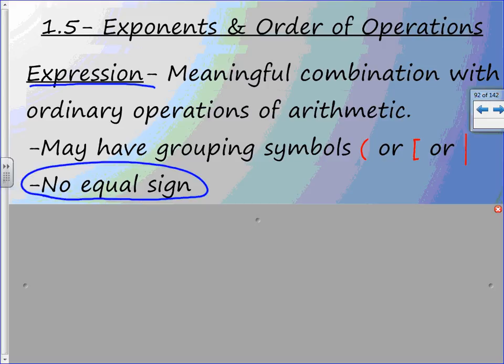But the key part is if you have an expression, there is no equal sign. If you have an equal sign, you have an equation. If you have an expression, there is no equal sign. So a lot of people see an expression and they try and solve something. Well, that's impossible. You can't solve something if there's no equal sign. So expressions can be simplified, whereas equations are solved. So that's how you differentiate between an expression and an equation.